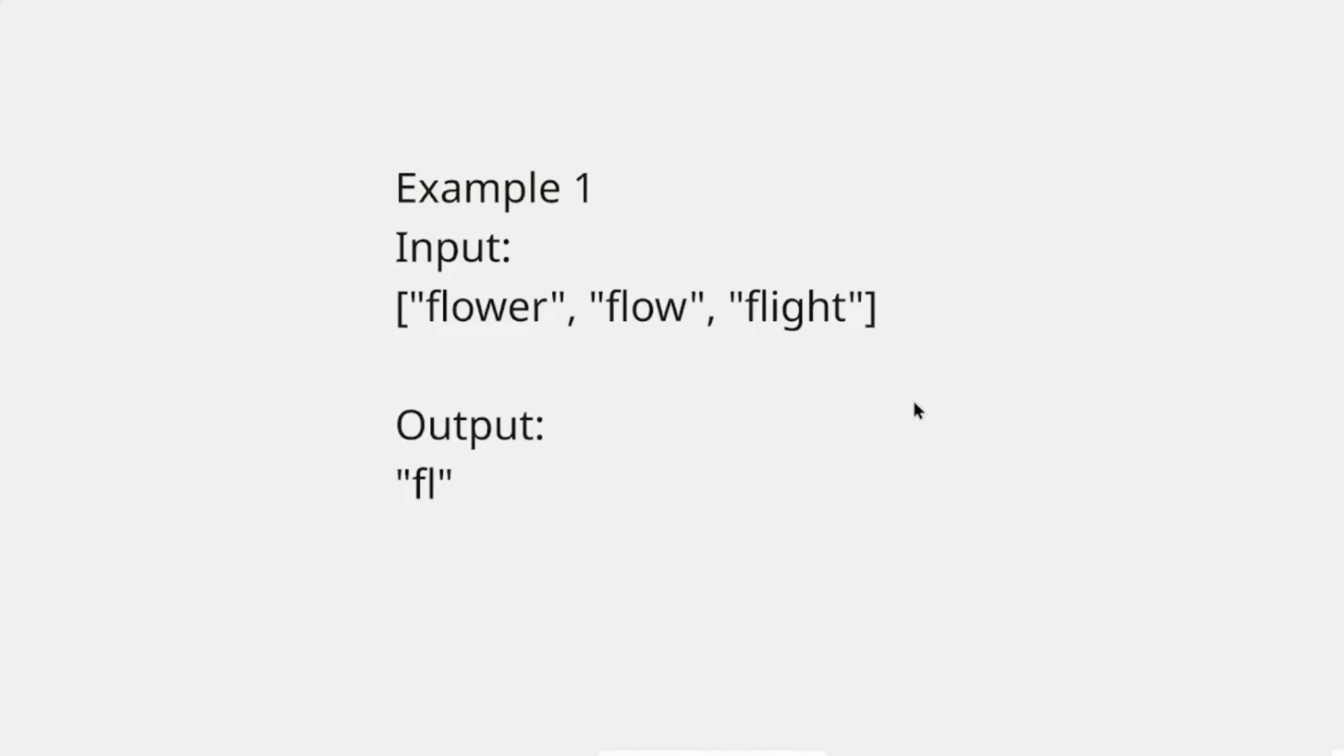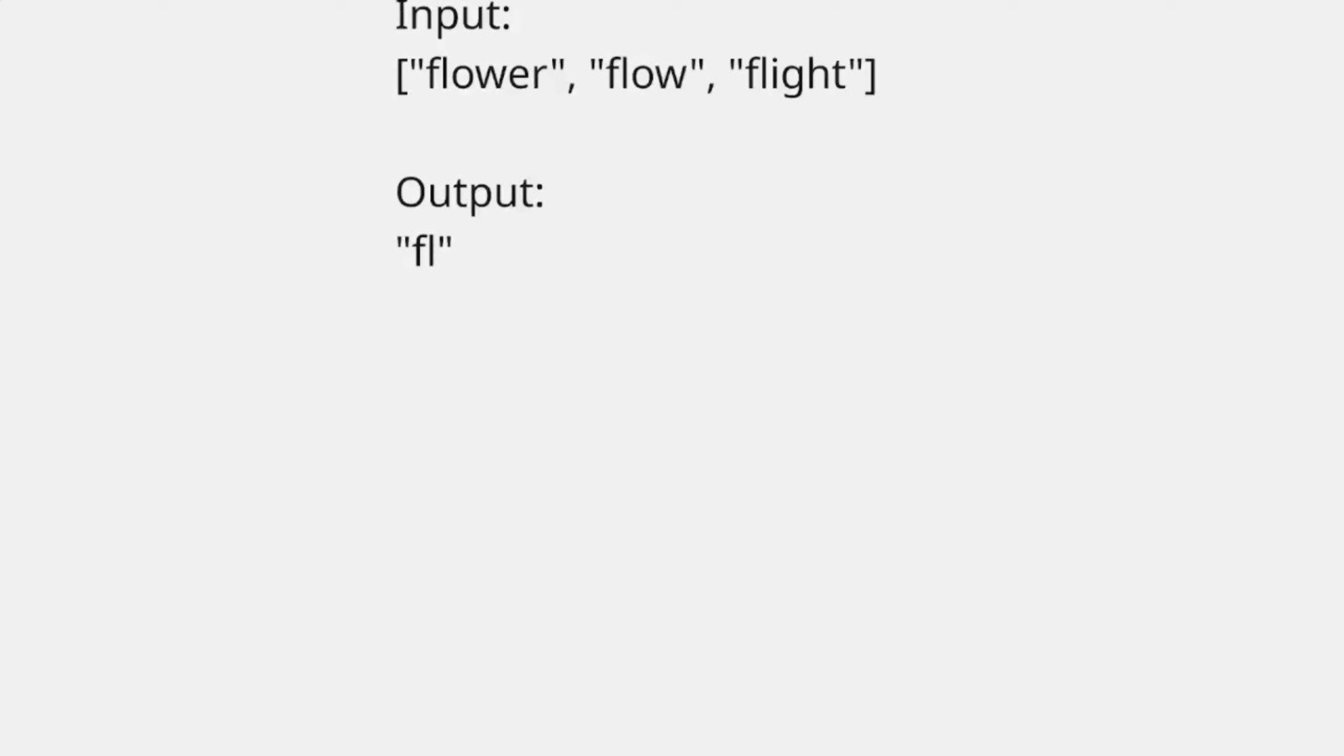So this is our example. We get the input as a string array: flower, flow, and flight. So our output is FL. This means in these three strings, F and L are common. If we take FLO, in flower and flow the FLO is common, but in flight it's not common. But FL is common in the three strings. So that's why we have taken FL. It is the longest common prefix, so we are going to print that.